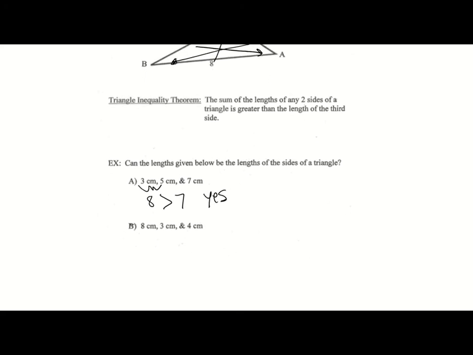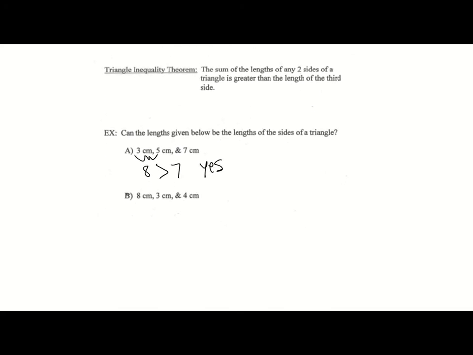Our next one, we've got 8, 3, and 4. So if I take the two smallest sides of my triangle and add them up this time, I get 3 plus 4, which is 7. In this case, 8 is bigger than those two sides added up together, so this triangle, or these sides, cannot make a triangle.